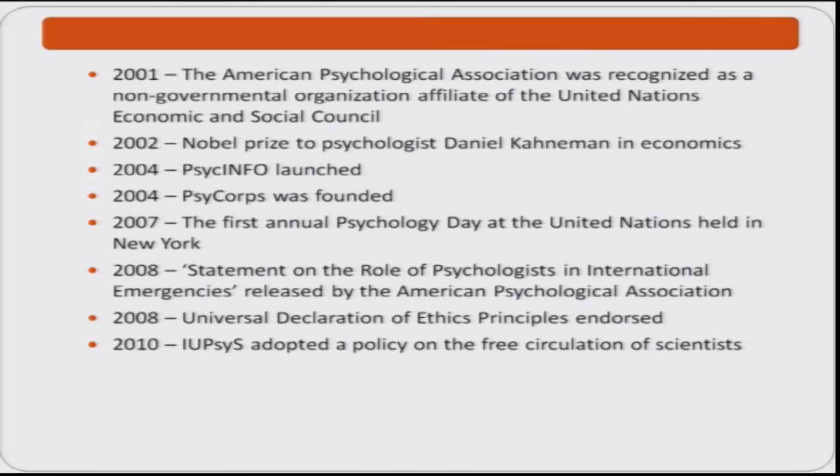In 2008, the statement on the role of psychologists in international emergencies was released by the American Psychological Association. In 2008, the Universal Declaration of Ethical Principles was endorsed, and the International Union of Psychological Science adopted the policy on the free circulation of scientists in 2010.